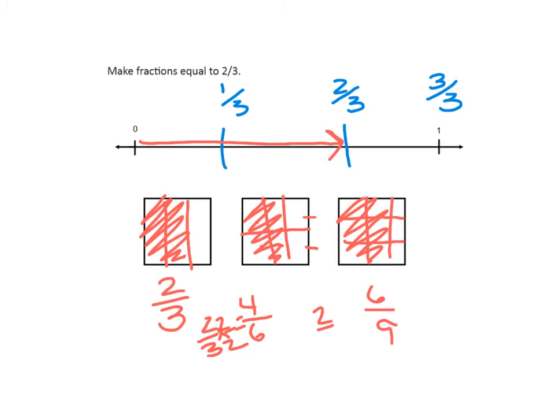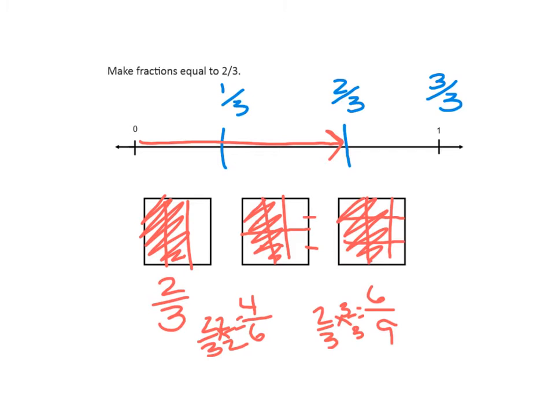And I also did 2/3 times a fraction, which equals 6/9. And I split it into 3 sections, so it's going to be 3 over 3, because I know that 2 times 3 is 6, and 3 times 3 is 9. So 2/3, 4/6, and 6/9 are all equivalent.